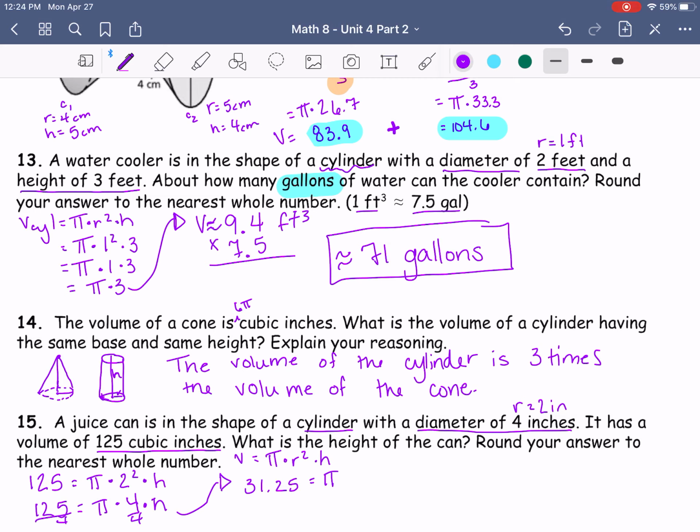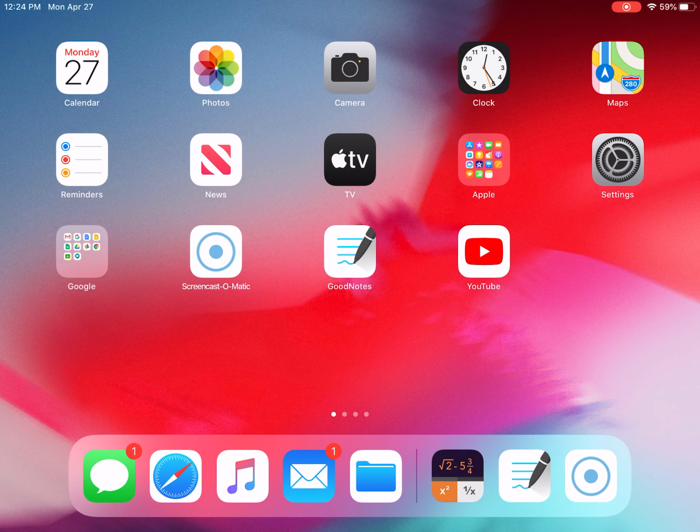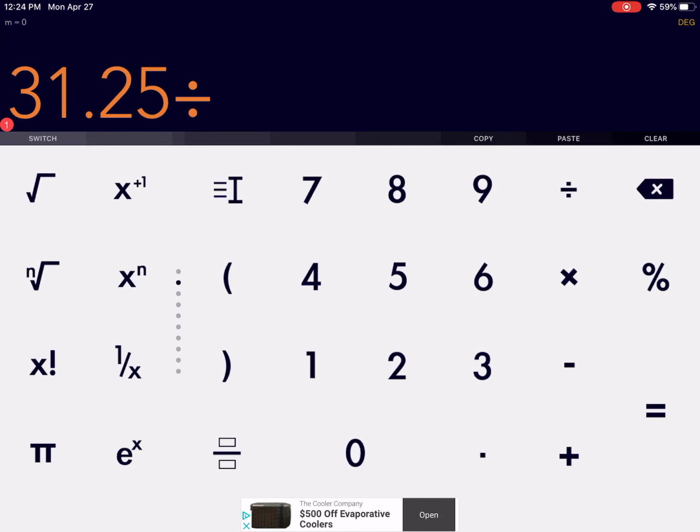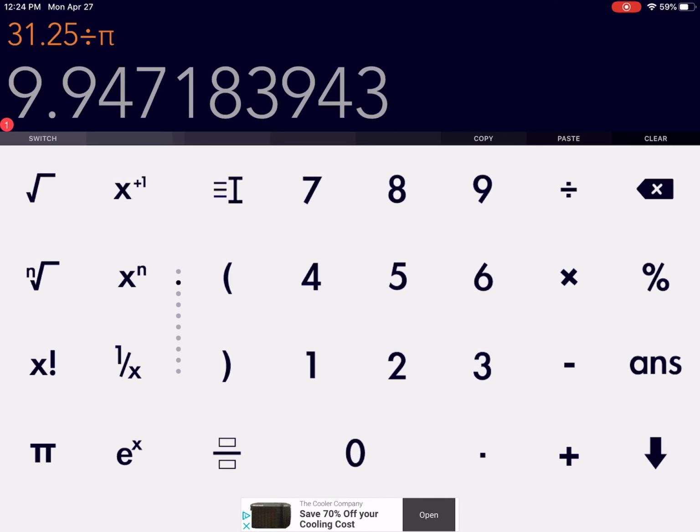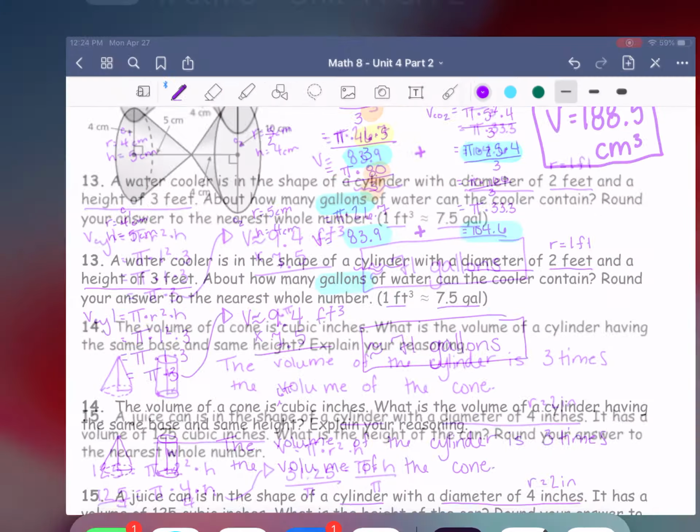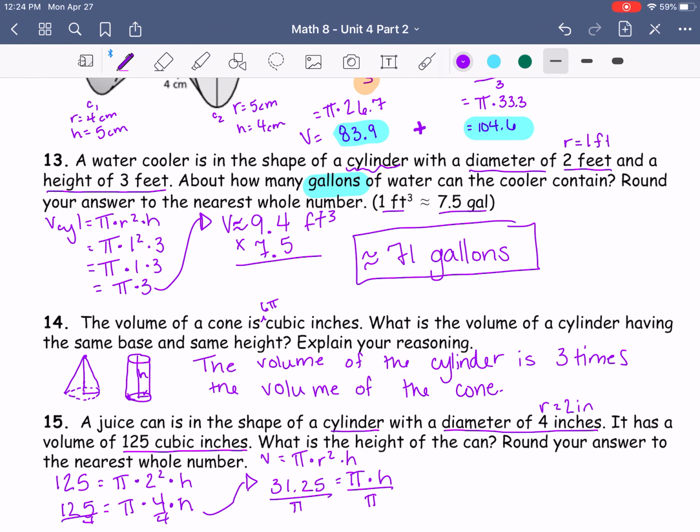And that is equal to pi times height. Now to get the height all by itself, dividing both sides by pi. 9.94. So that 9.9, we're rounding to the nearest whole number, which means our height is about 10 inches. That is a really tall juice can.